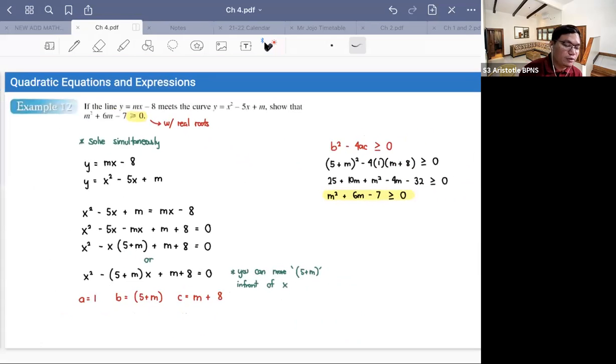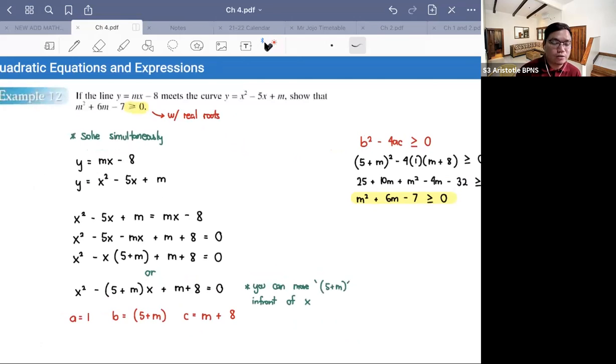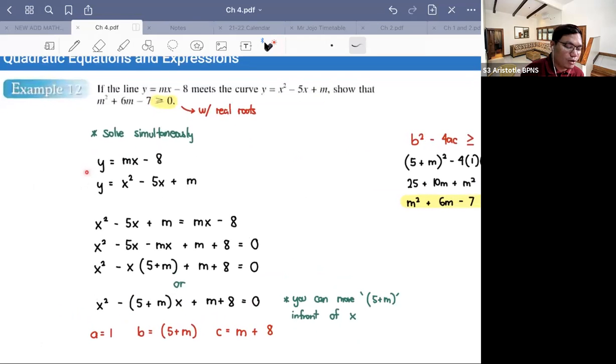Basically, class, you have two equations here that we can solve simultaneously, if you still remember your simultaneous equations. These are your first and second equation. Since both of them are equal to y, we can just make them equal to one another. So x squared minus 5x plus m equals mx minus 8. Since they are both equal to y, they are also equal to each other.